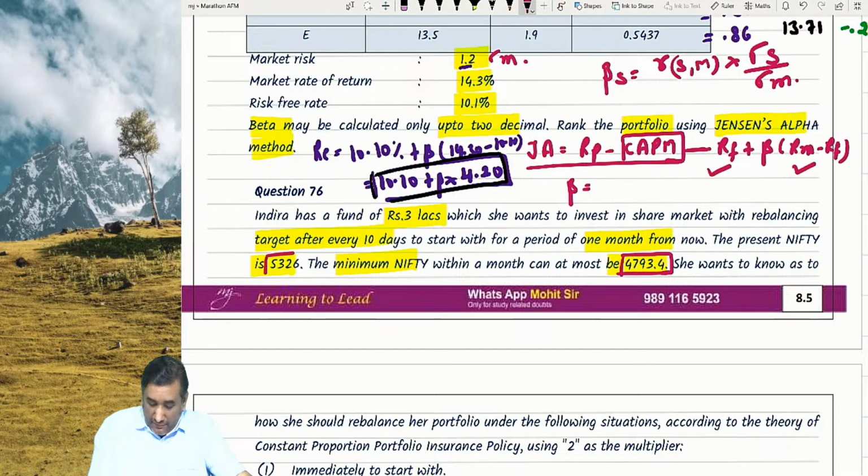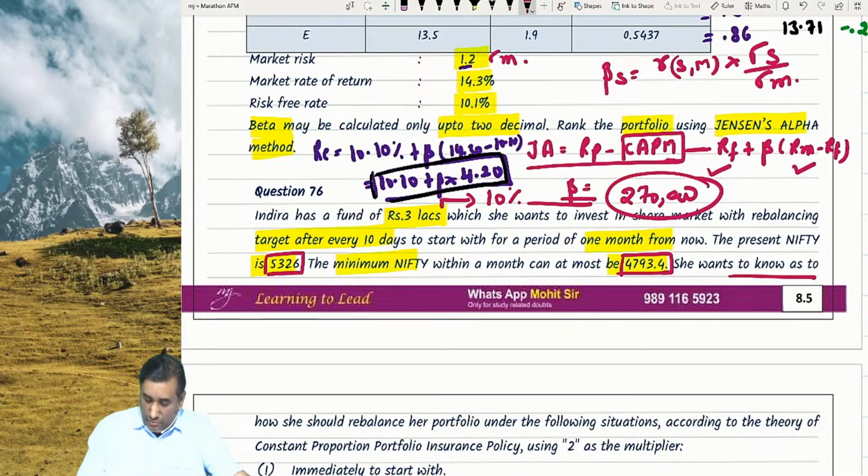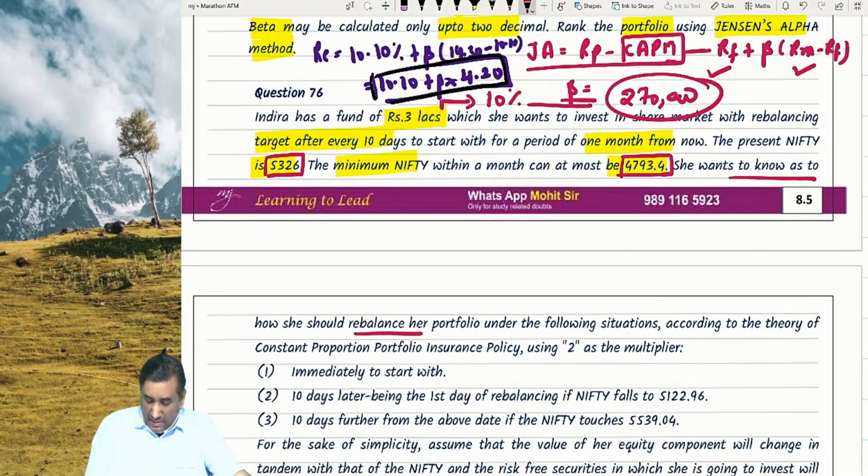So 5326 can fall to 4794.4. How much is that? 10 percentage. So it can fall by 10 percentage. That means your 3 lakh value you can expect to fall by 10 percentage. That means your floor value would be equal to 2,70,000. She wants to know how she should rebalance her portfolio under the following situations according to the theory of a constant proportion portfolio insurance policy using 2 as a multiplier.